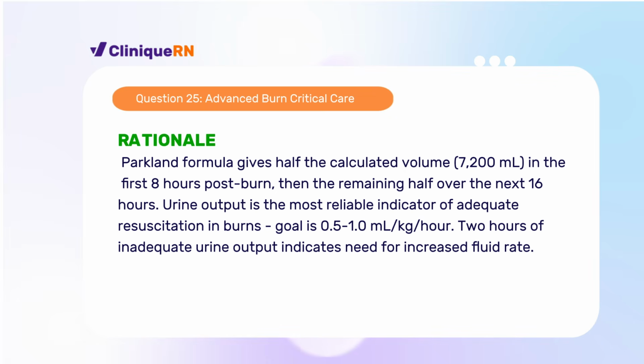Parkland formula gives half the calculated volume, 7,200 milliliters, in the first 8 hours post-burn, then the remaining half over the next 16 hours. Urine output is the most reliable indicator of adequate resuscitation in burns. The goal is 0.5 to 1.0 milliliters per kilogram per hour. 2 hours of inadequate urine output indicate the need for increased fluid rate.